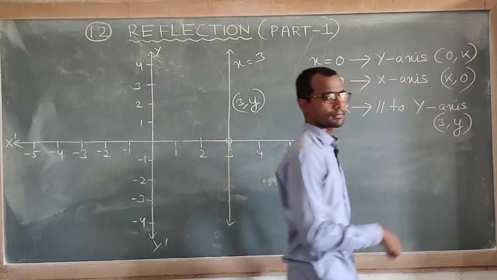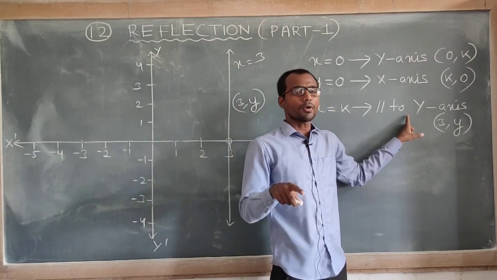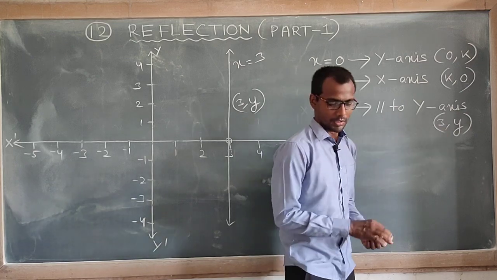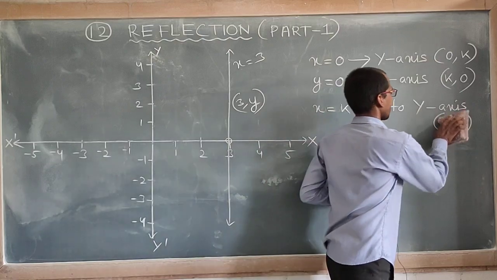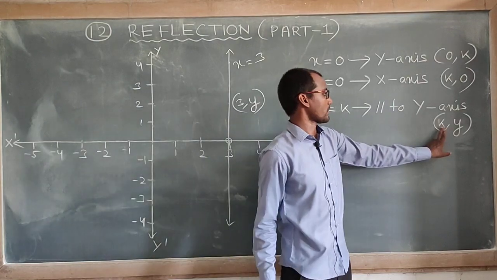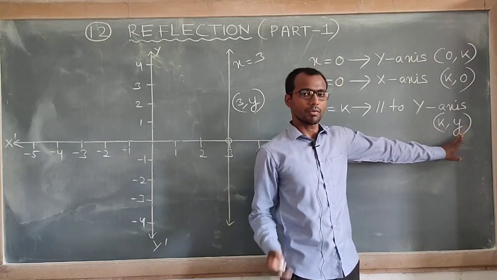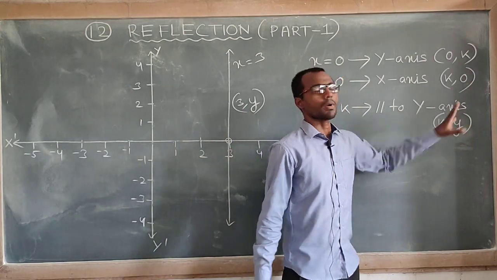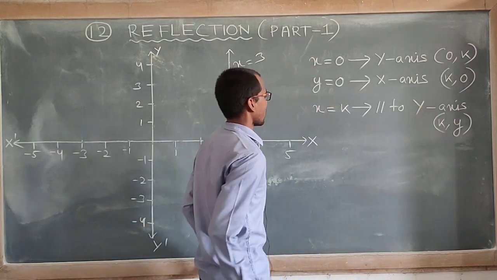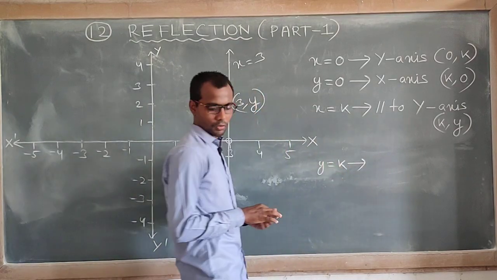So x given constant means it is a line parallel to the y-axis, and any point on the line parallel to the y-axis is of the form (3, y) for this line, but in general it is (k, y). K is a constant. Here the constant is 3, but y is variable. Y can take any value. So every point on a line parallel to the y-axis will be of the form (k, y). Similarly, now if you take y is equal to constant.